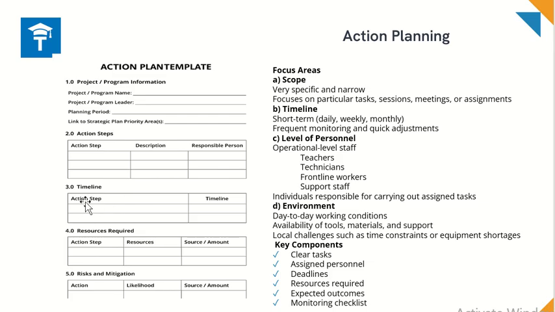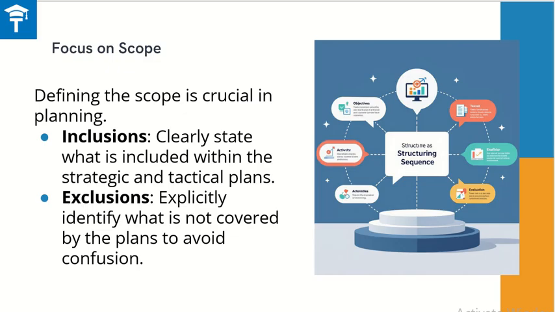Then we have the timeline for the action step, maybe that step number one is supposed to take maybe 3 hours or maybe 1 day, etc. Then the resources required in that step number one, what do we need to use for us to be able to accomplish that task? Then where are we going to source it? In terms of finance, how much money do I need to accomplish that task? Then we have the risks and mitigation. Maybe the action one, the likelihood, the source, the amount. That's the template of an action plan.